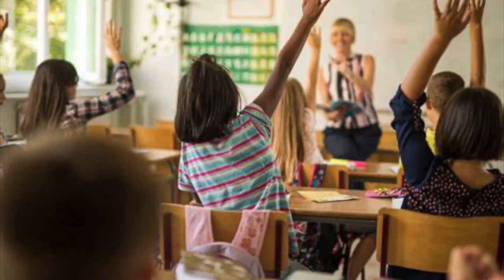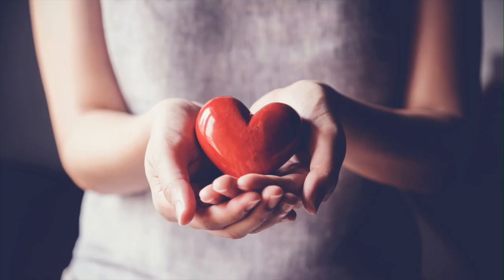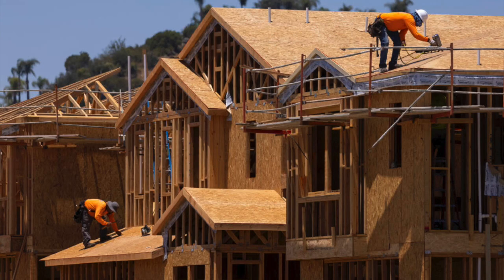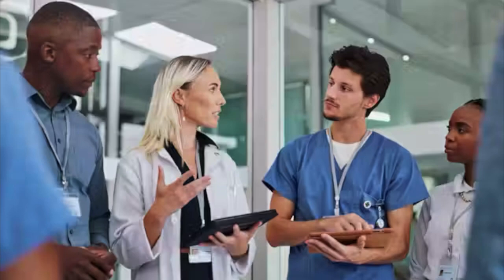So, every economic system has to answer three basic questions. Number one, what are we going to produce? Number two, how are we going to produce it? And three, who gets what we produce? These questions are at the heart of every decision, whether we are building homes, making cars, or funding healthcare.